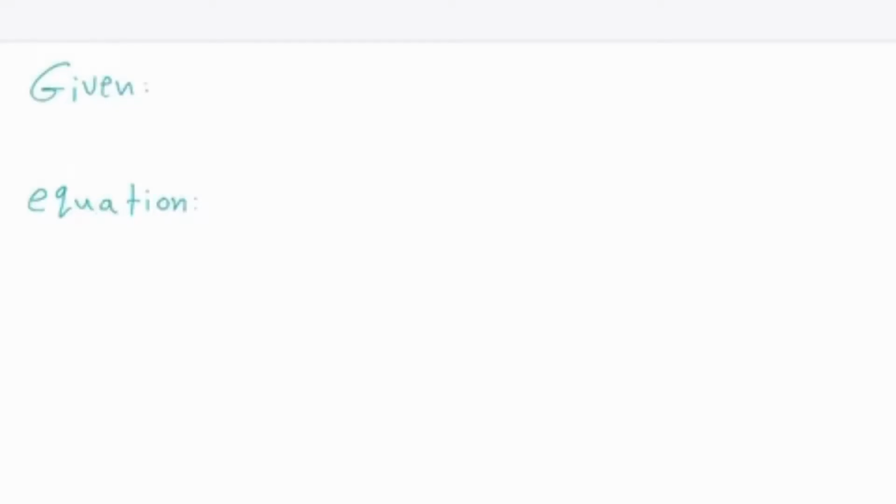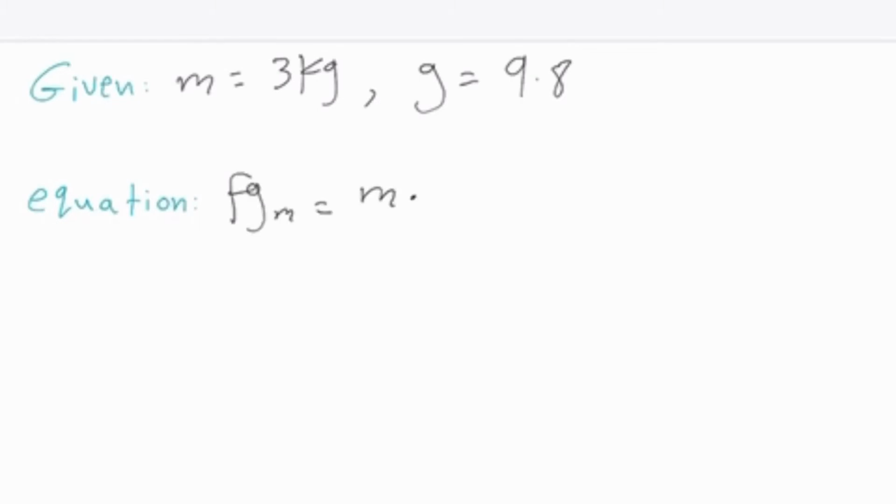The question says the gravity on Mars is 1/3 that on Earth. Calculate the force of gravity on a 3 kilogram object on Mars. So we have as given mass, which is 3 kilogram, and gravity, we all know that it's 9.8. We're going to use the equation Fg equals mass times gravity. So 3 times 1/3 times 9.8. By using the calculator, you're going to get 9.8, and the unit is Newton.